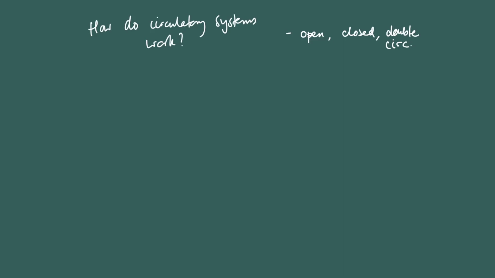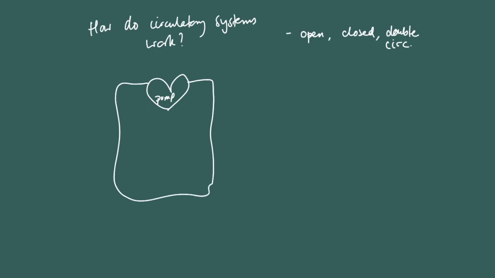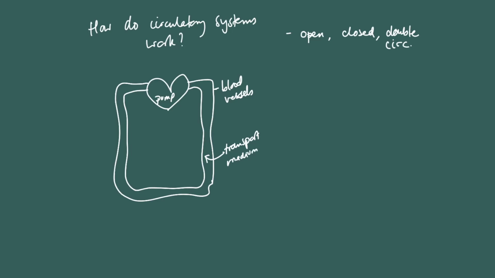Just a very basic drawing: we've got the heart, which acts as a pump. Then you've got the blood vessels. Terrible drawing, but the number of components is very small. There are 3 components. The first is the pump, which is the heart in most cases. Then you've got the blood vessels, and then finally, in the blood vessels, you've got a transport medium. Okay? Now let's quickly go over how this thing works.